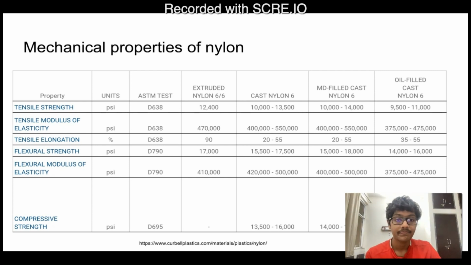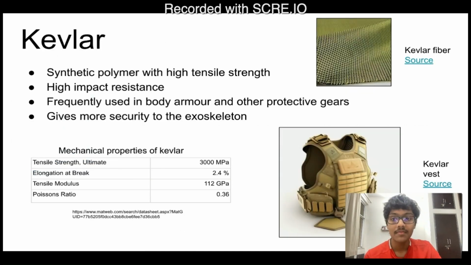So the next polymer is Kevlar. Kevlar is a synthetic polymer with high tensile strength. It has high impact resistance, and it is frequently used in body armor and other protective gear. As you can see in the second image, it is being used as a bulletproof vest. So it gives more security to the exoskeleton. So here are the mechanical properties of Kevlar. You can see the tensile strength, or the ultimate strength, is 3000 megapascals.